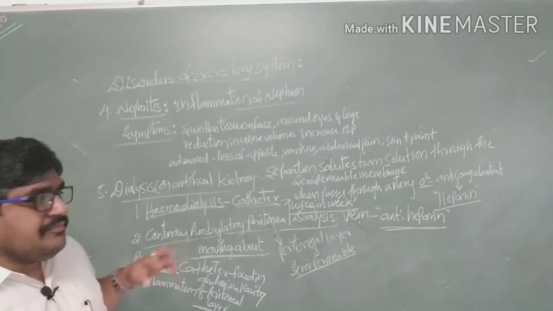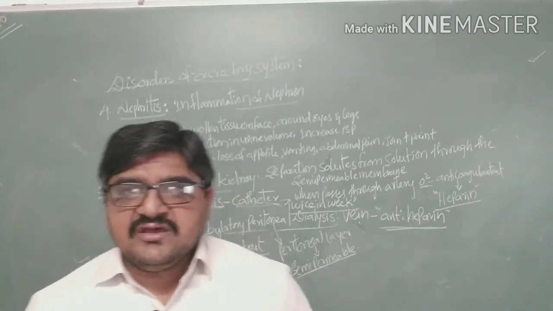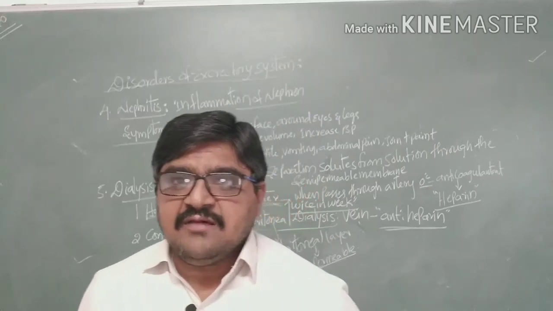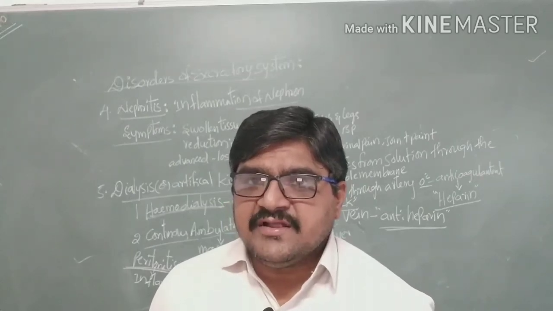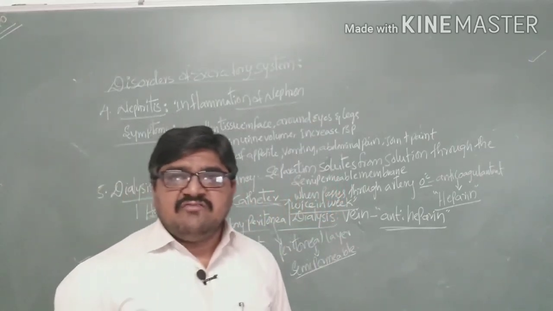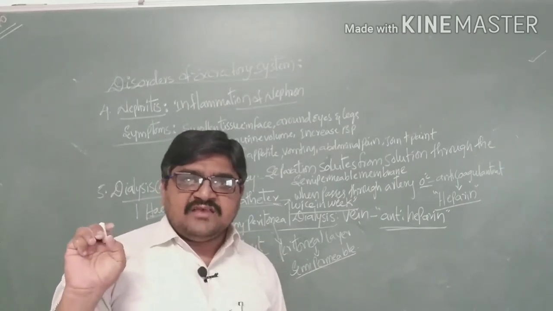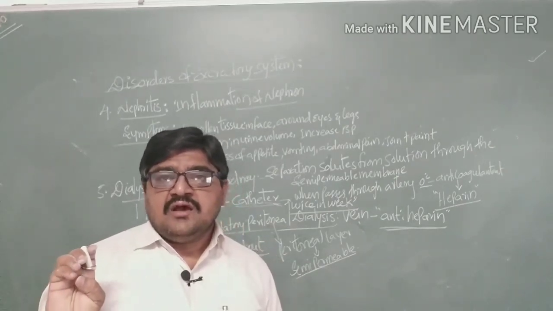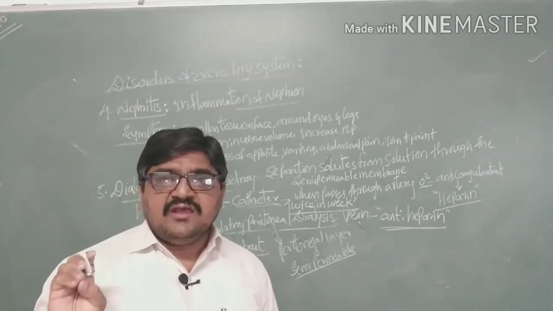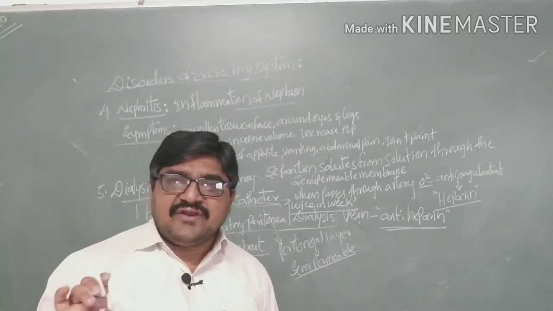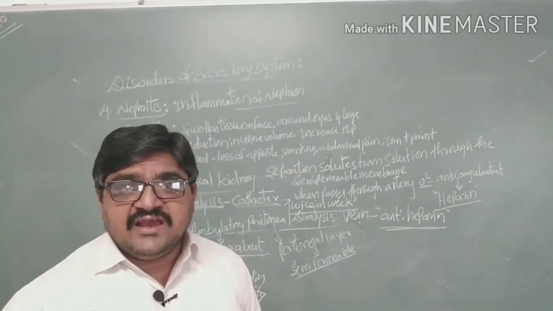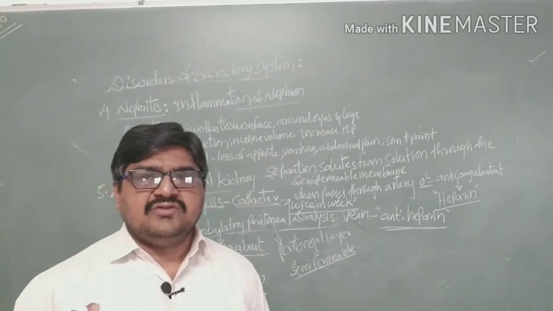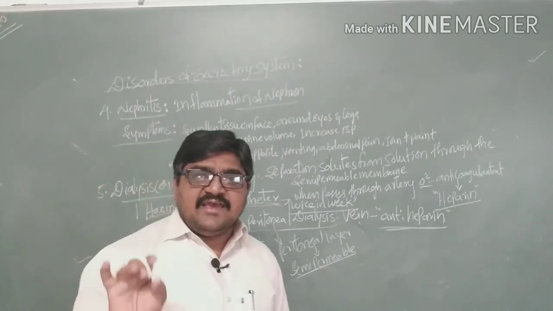So this is the topic of excretion. In the next class we will discuss a new topic, the nervous system. These are the various disorders: one is uremia, second is renal failure, third is renal calculi, fourth is nephritis, and last is dialysis, or otherwise artificial kidneys. So this is the topic of the excretory system.